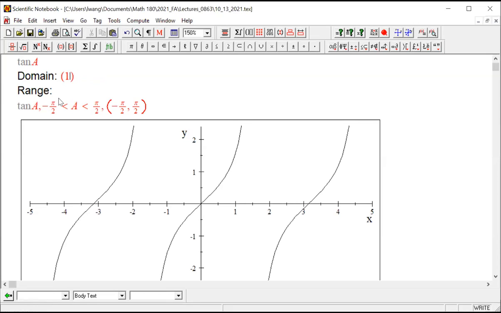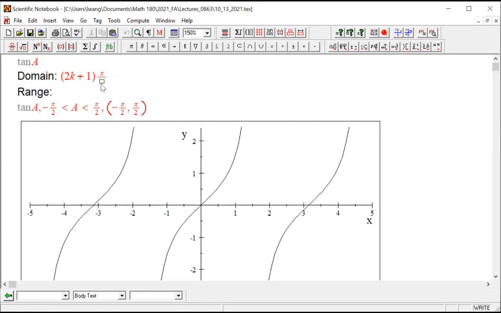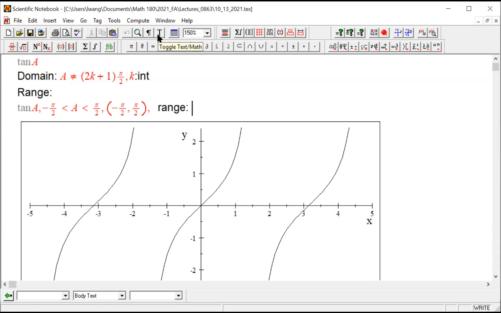Odd number multiples of pi over 2, right? The angle cannot be odd number multiples of pi over 2. So the domain is all real numbers, but odd number multiples of pi over 2. That's the domain. And the range for both is between negative infinity and positive infinity.